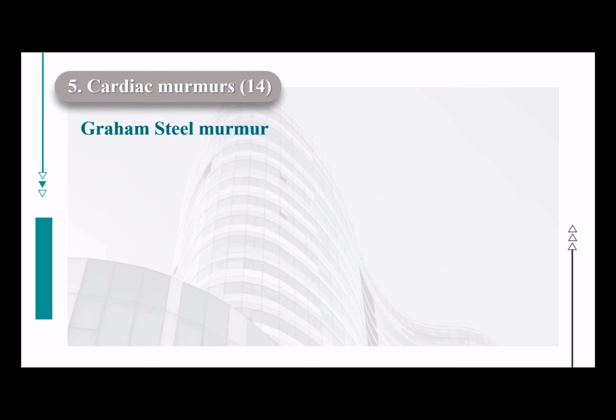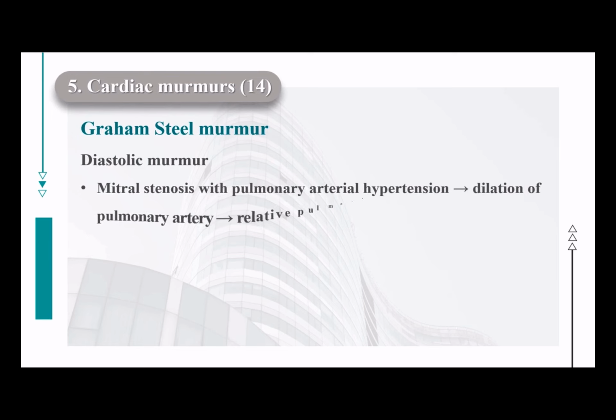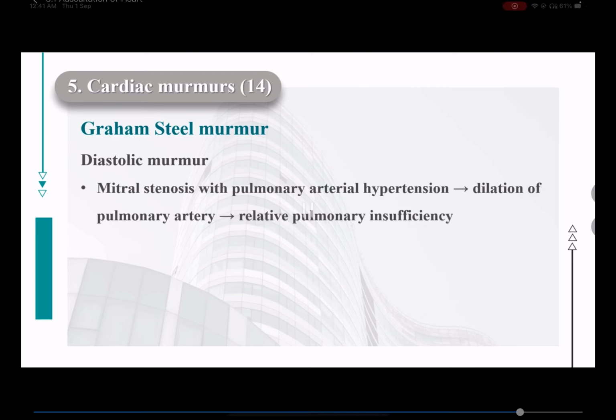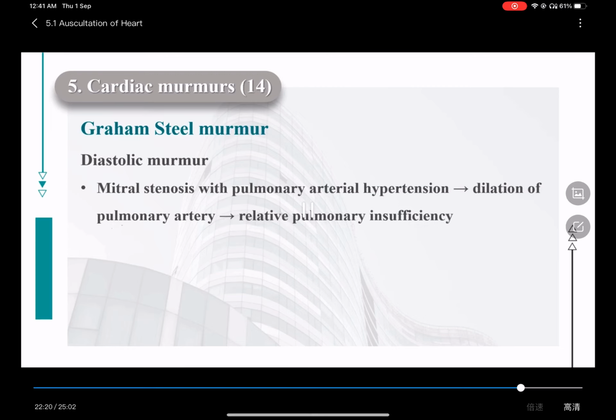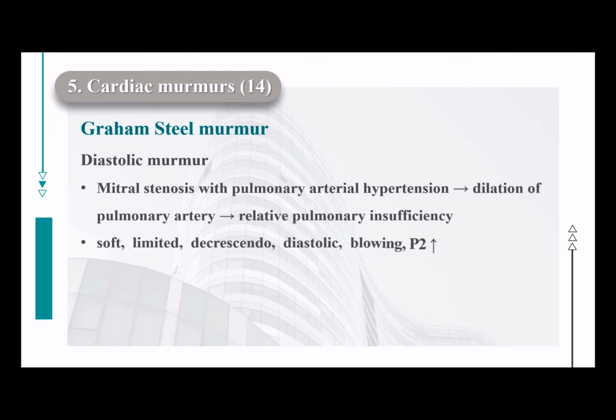Graham-Steell murmur is a functional murmur produced by relative pulmonary insufficiency, which is caused by dilatation of the pulmonary artery. It is usually soft, limited, decrescendo, diastolic, blowing, and accompanied by increased P2.